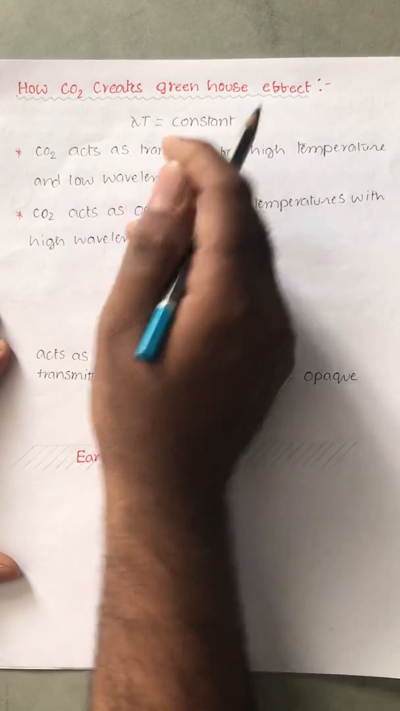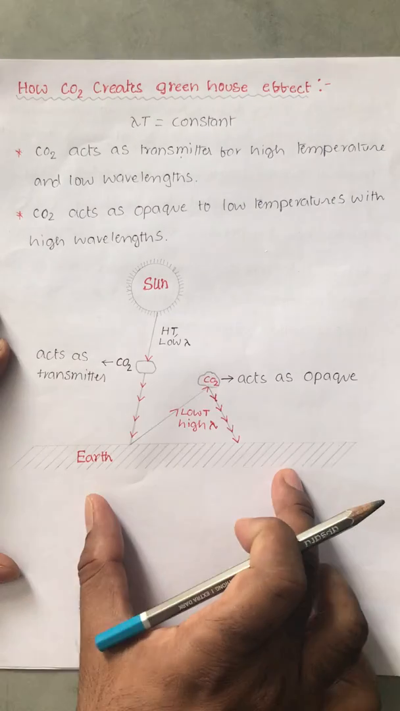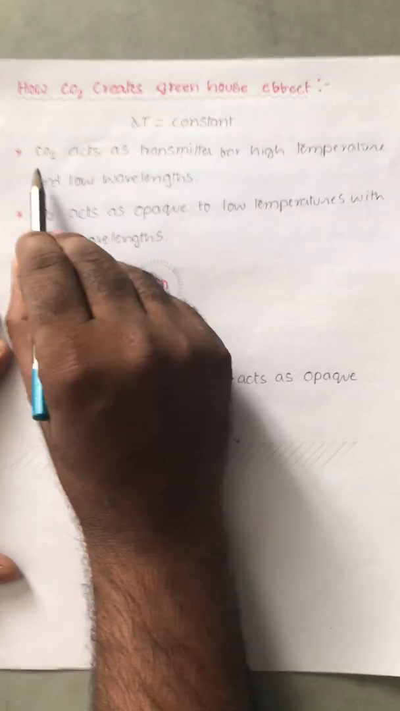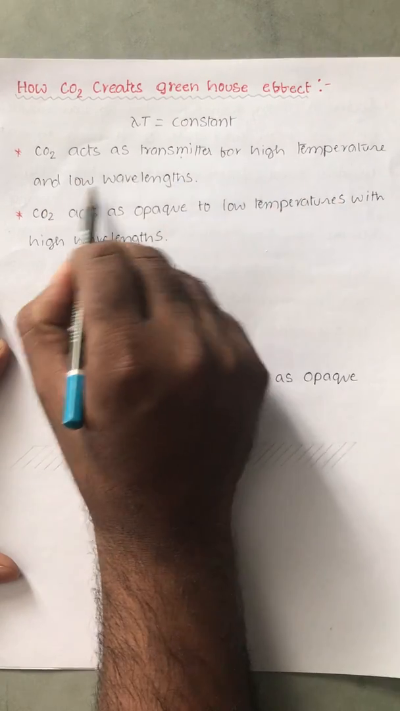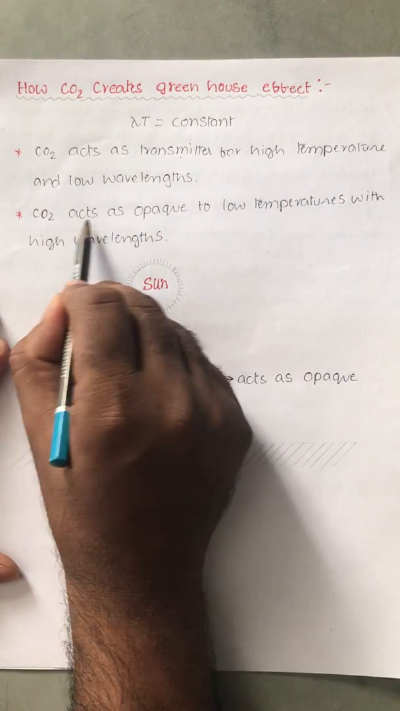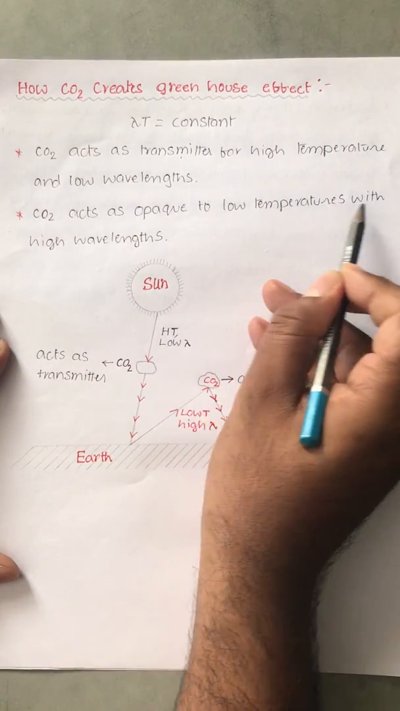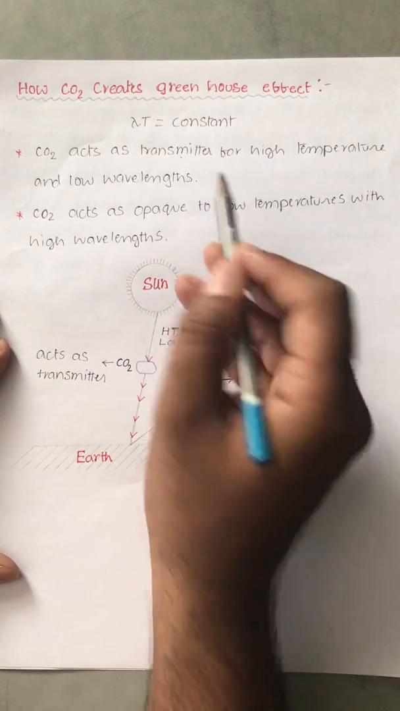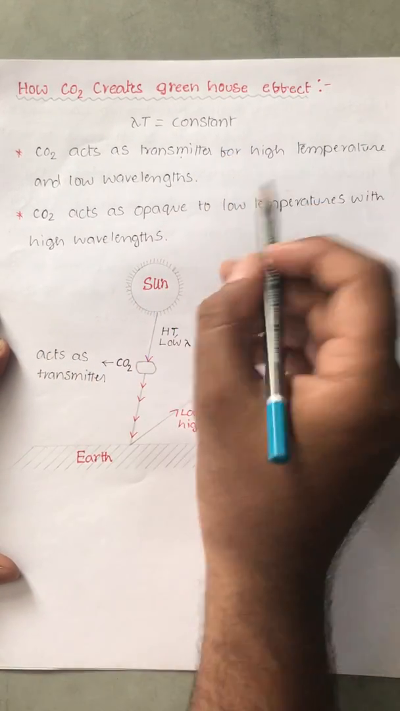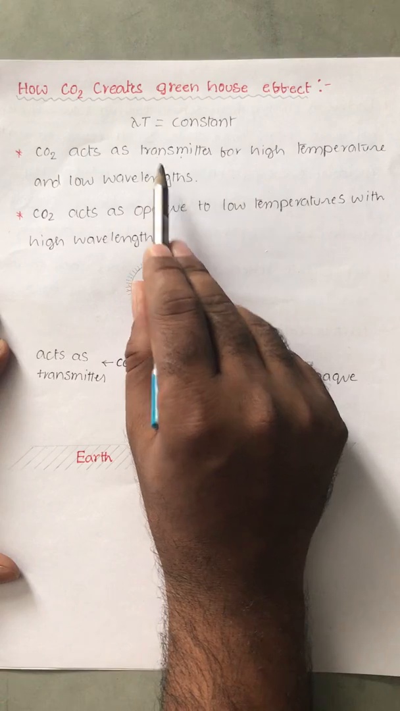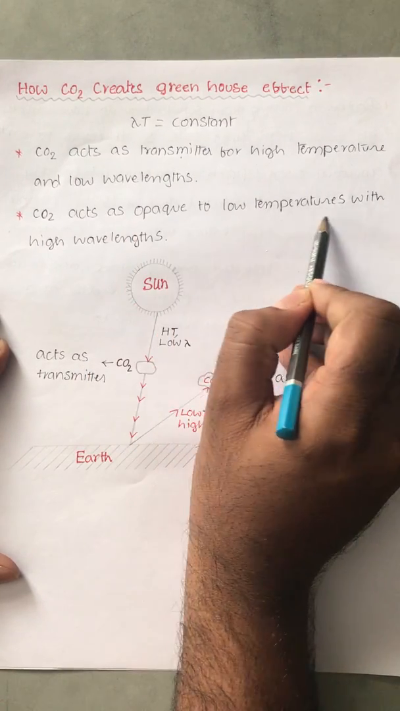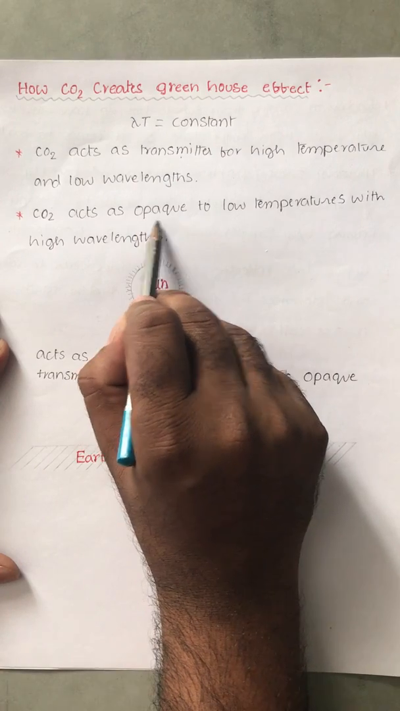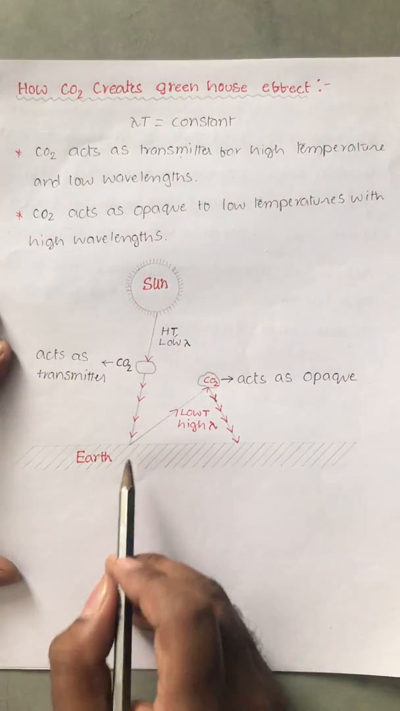These two are the basic points to understand this logic. CO2, carbon dioxide, acts as a transmitter for high temperatures and low wavelengths, and CO2 acts as opaque to low temperature with high wavelengths. It is not difficult to understand. For high temperature and low wavelength, it acts as a transmitter; it allows. For low temperature and high wavelength, it acts as opaque; it won't allow. That's it.